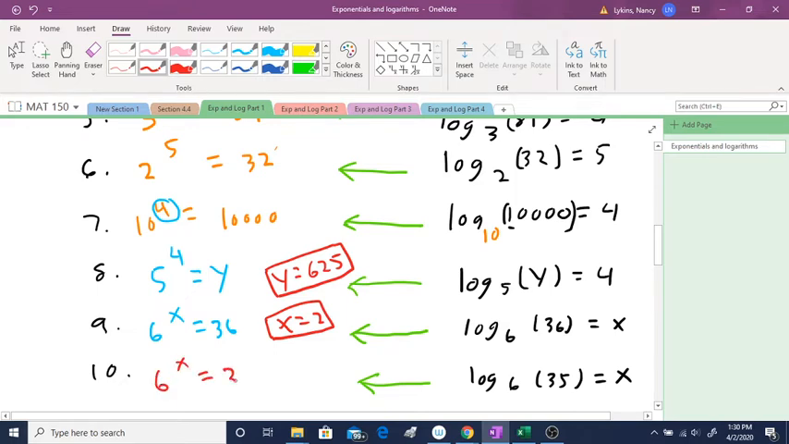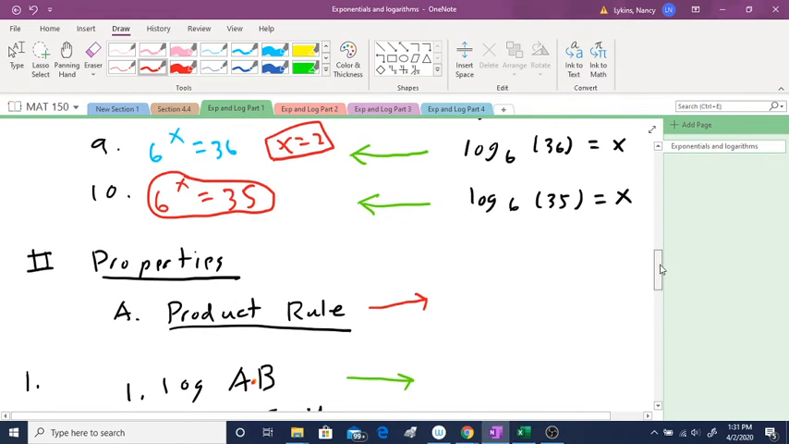Let's take a look at the last one. 6 to the x equals 35. It looks like number 9, but we're one number off. We're at 35. So our brain should tell us that x is close to 2, but we're not at 2 just yet. Wait till my next set of videos, where I'll explain how to solve 6 to the x equals 35.